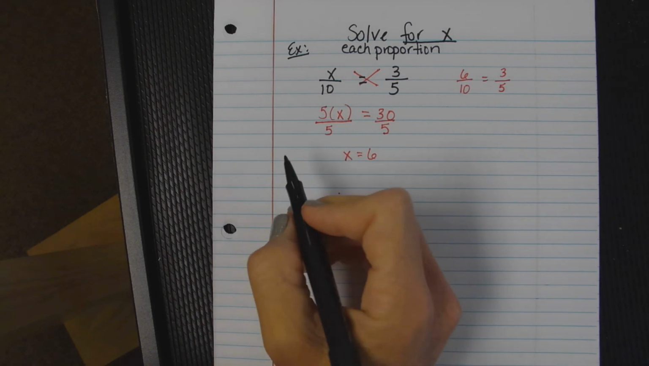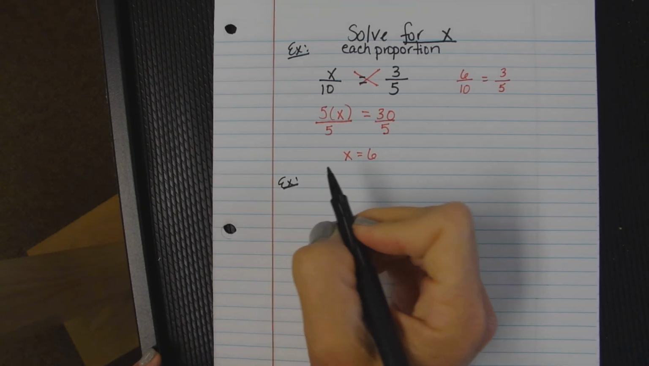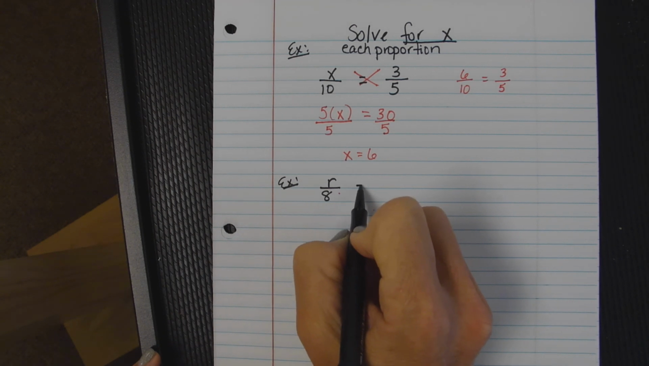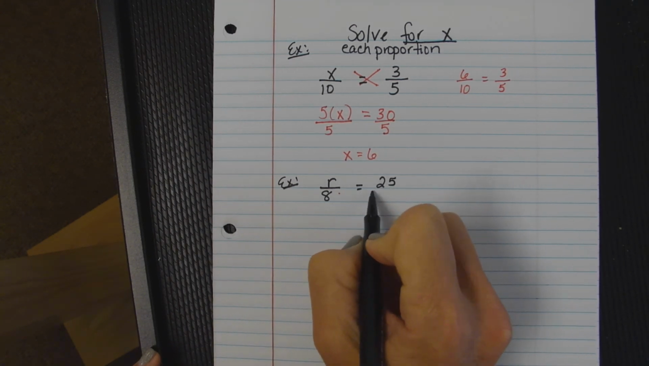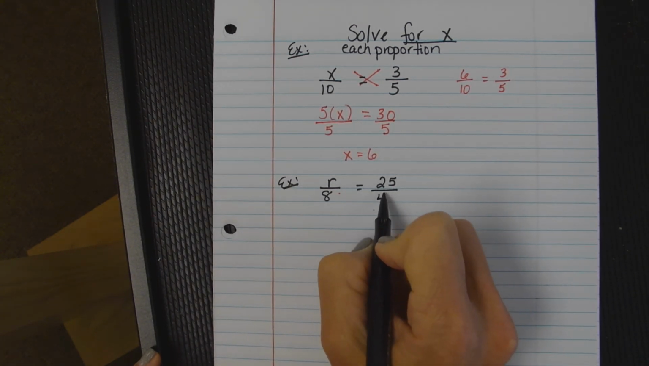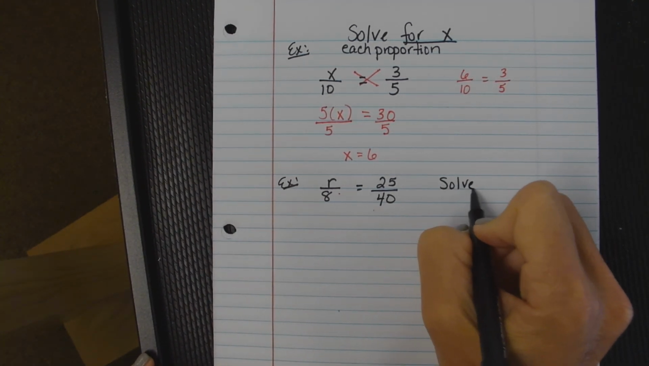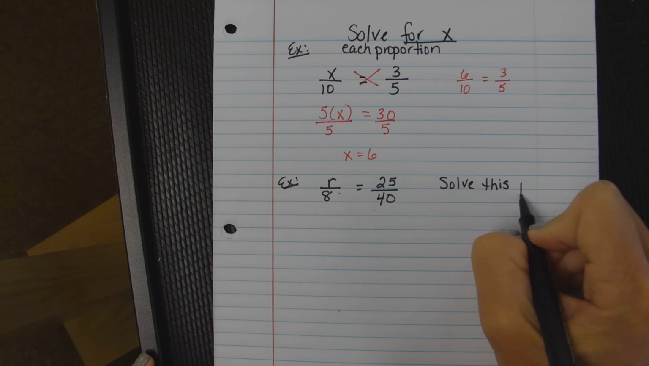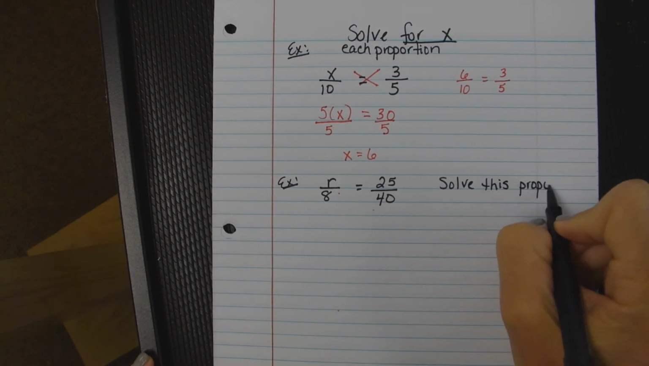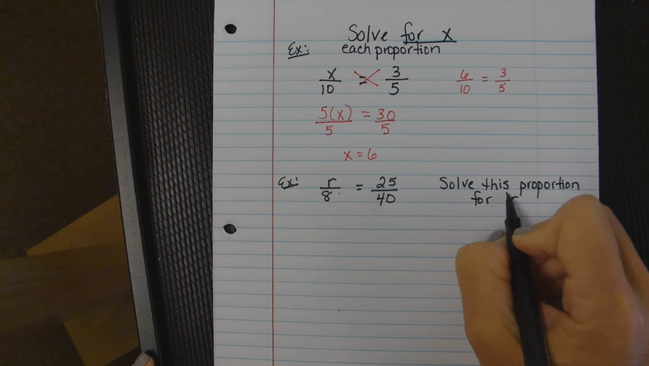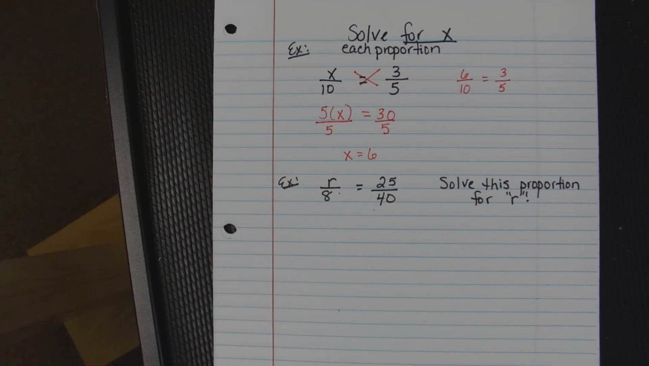All right, so work on this one. You do this one by yourself real quick. R over 8 equals 25 over 40. And then I will also show you another way. Solve this proportion for R, our variable. Cross multiply, divide.